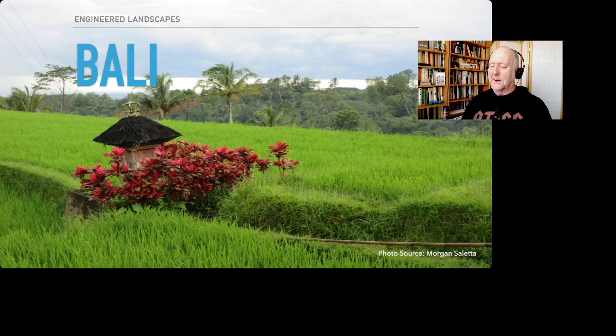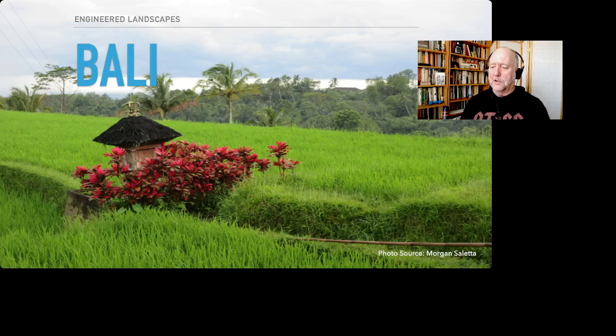We haven't always done it well. So I'd like to talk about Bali. I'm assuming some of you have been to Bali. I went a couple of times, and it's a beautiful place, and it has these carefully crafted rice terraces down the volcanic slopes along the ridgelines.